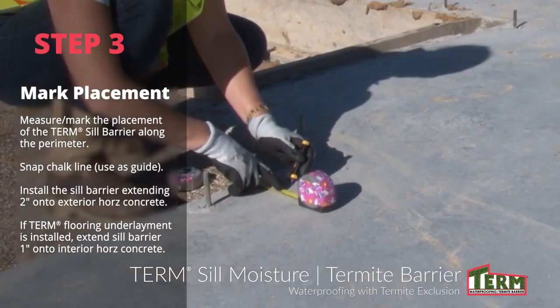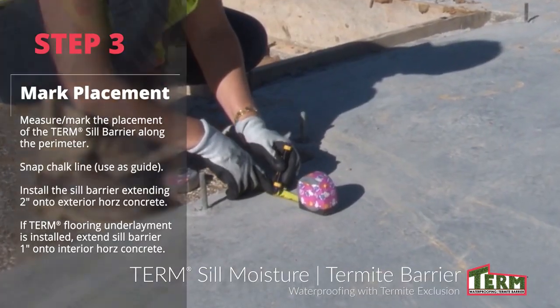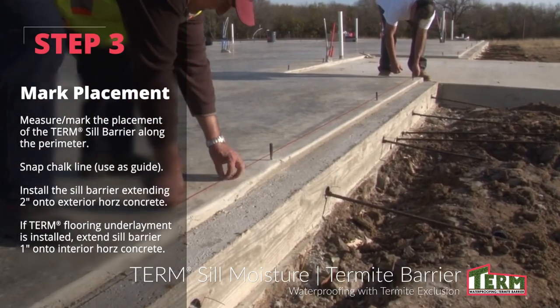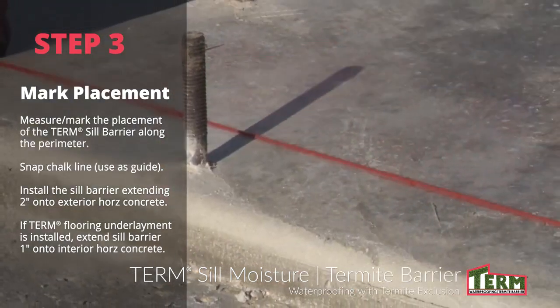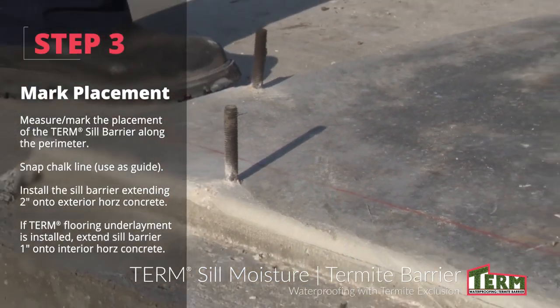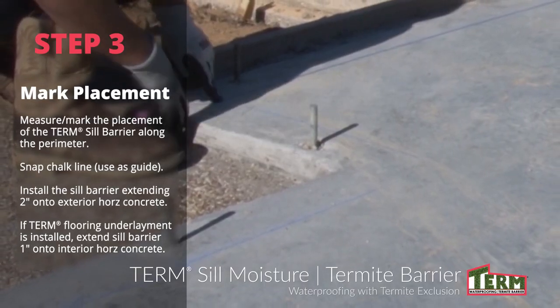Place the marked line to ensure the sill barrier is installed so it extends 2 inches onto the exterior horizontal concrete brick ledge. If TERM flooring underlayment will be installed later, extend the sill barrier 1 inch onto the interior horizontal concrete.